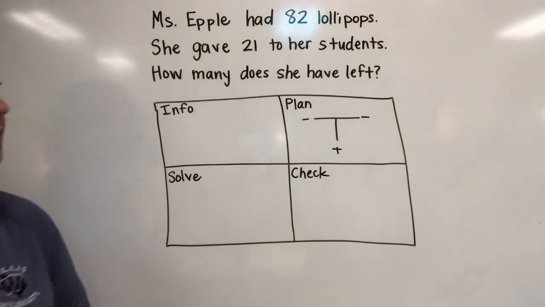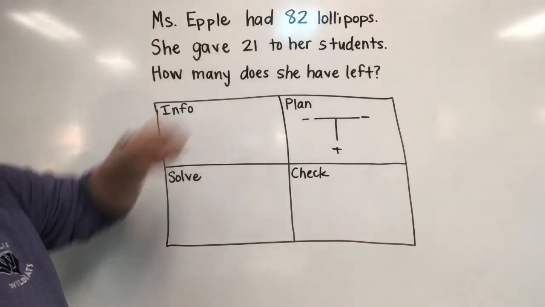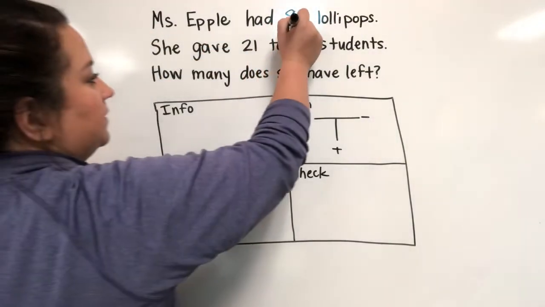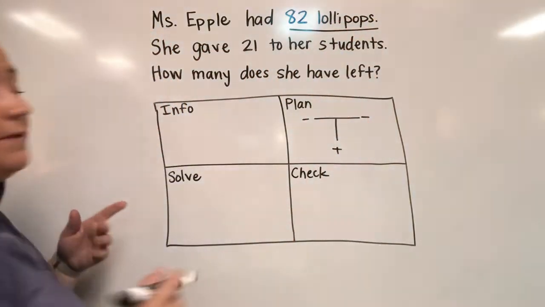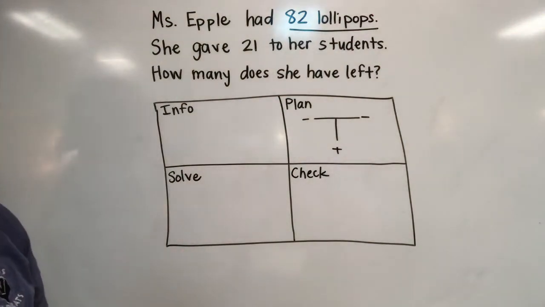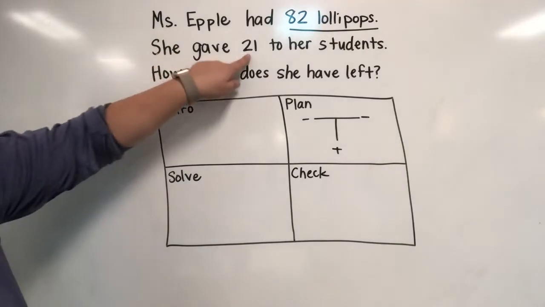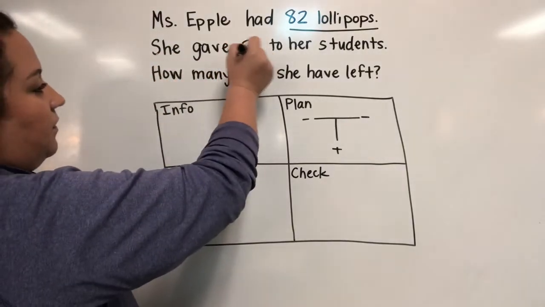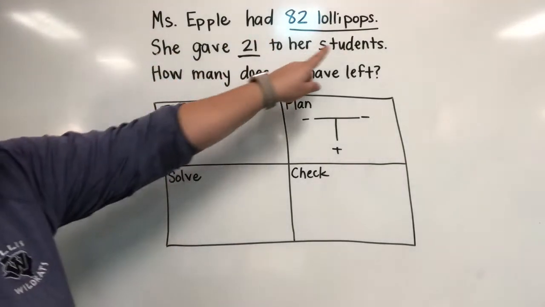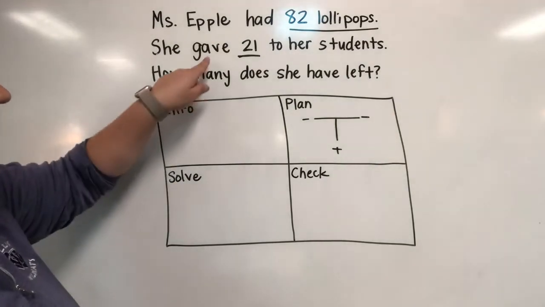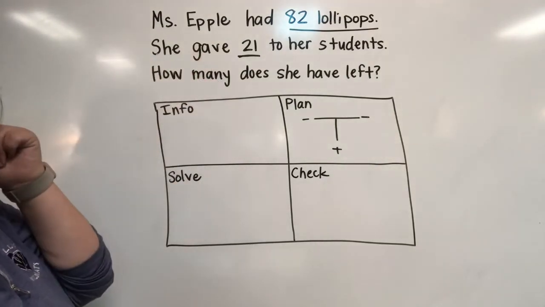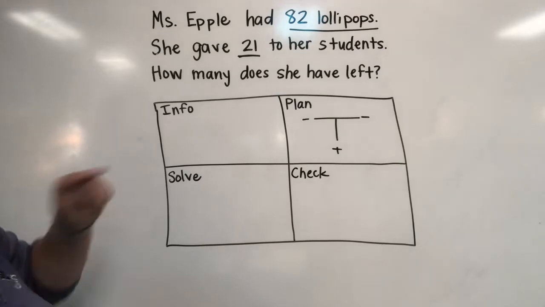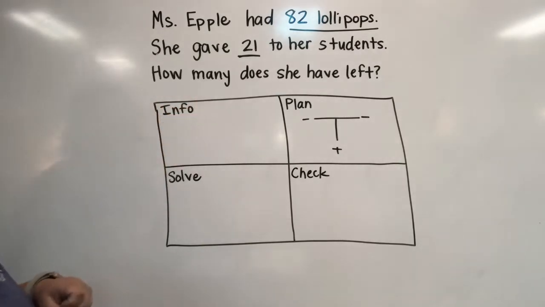And let's look at this problem. It says, Miss Epple had 82 lollipops. So we're going to underline 82 because I think that's going to be important later. And let's continue reading. She gave 21, I'm going to underline that number, to her students. Okay, if I'm giving them away, would that be adding or subtracting? Think about that. How many does she have left?